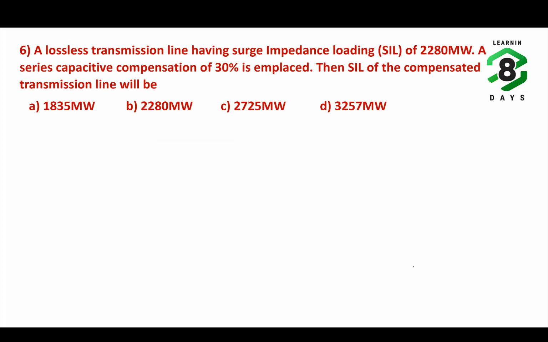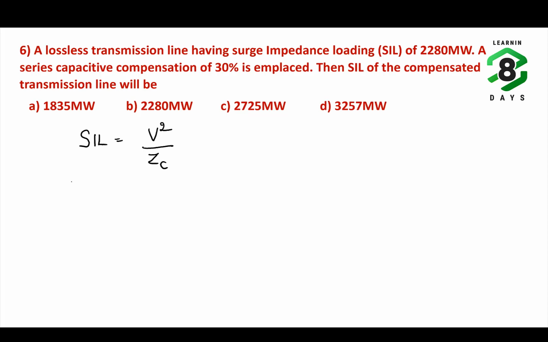The next question, a lossless transmission line is having a surge impedance loading of 2280 megawatt. A series capacitive compensation of 30% is placed. Find the surge impedance loading of the compensated line. See, the basic formula of surge impedance loading is V square by ZC. So when you do series capacitive compensation, what is the impact on characteristic impedance? That is more important here.